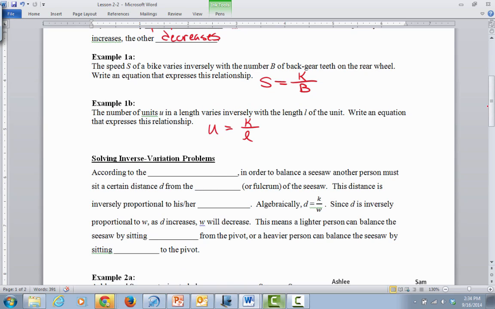So, solving inverse variation problems. According to the law of the lever, or lever, depends on what part of the country you're from. In order to balance a seesaw, another person must sit a certain distance from the pivot, or the fulcrum of the seesaw. This distance is inversely proportional to his or her weight. Algebraically, D equals K over W. And since D is inversely proportional to W, as D increases, W will decrease. This means a lighter person can balance a seesaw by sitting farther from the pivot, farther from the center. Or a heavier person can balance the seesaw by sitting closer to the pivot.